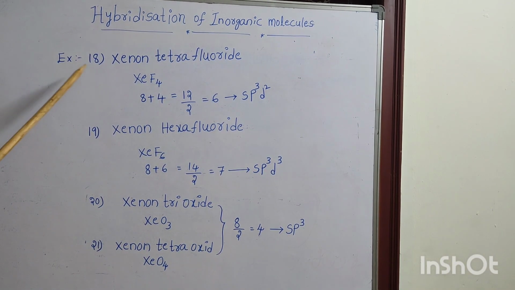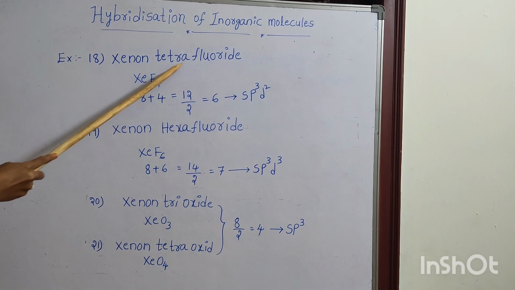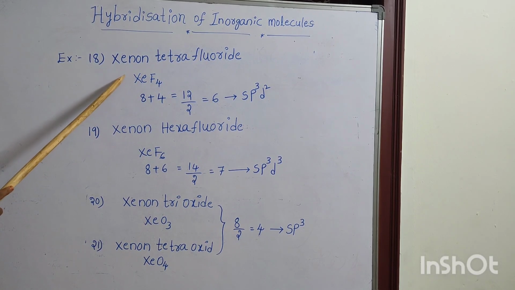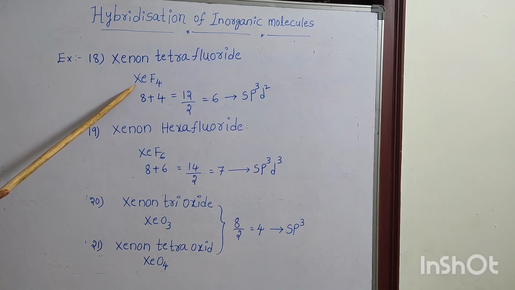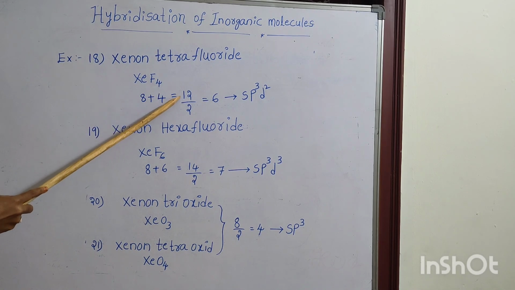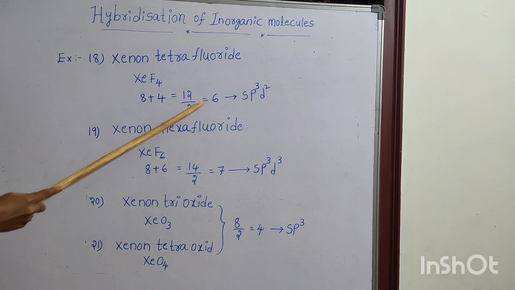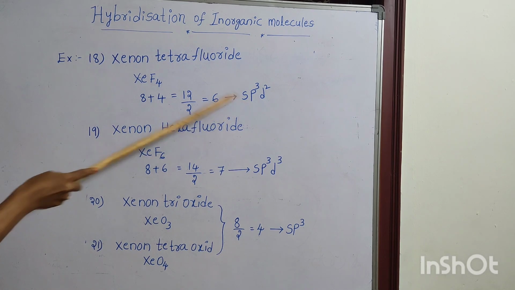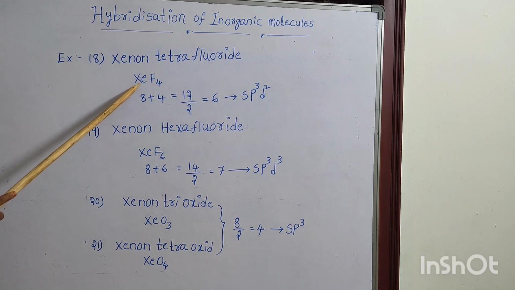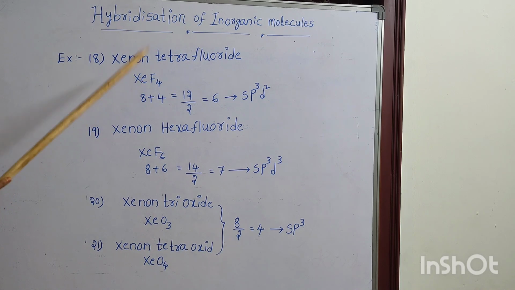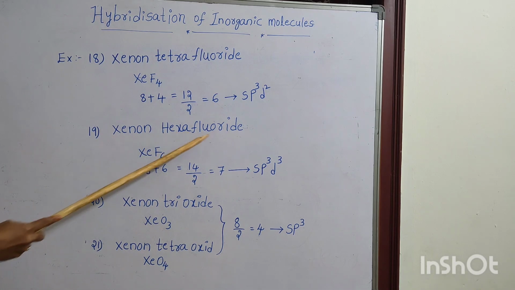Next example, 18th example, xenon tetrafluoride, XeF4. Xenon valency is 8 plus 4 fluorine atoms. 8 plus 4, 12. So 12 divided by 2, we get the quotient 6, which means sp3d2 hybridization. In this molecule, xenon has sp3d2 hybridization.